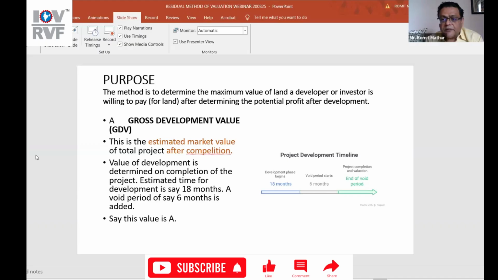So what is a void period? A void period is a period which a developer might take to sell or lease the property. A resort developer, for example, as I said earlier, might require 6 months after the construction to really make his resort functional, before he can start the resort and rent out the rooms. Now, this value is, let us say, A.